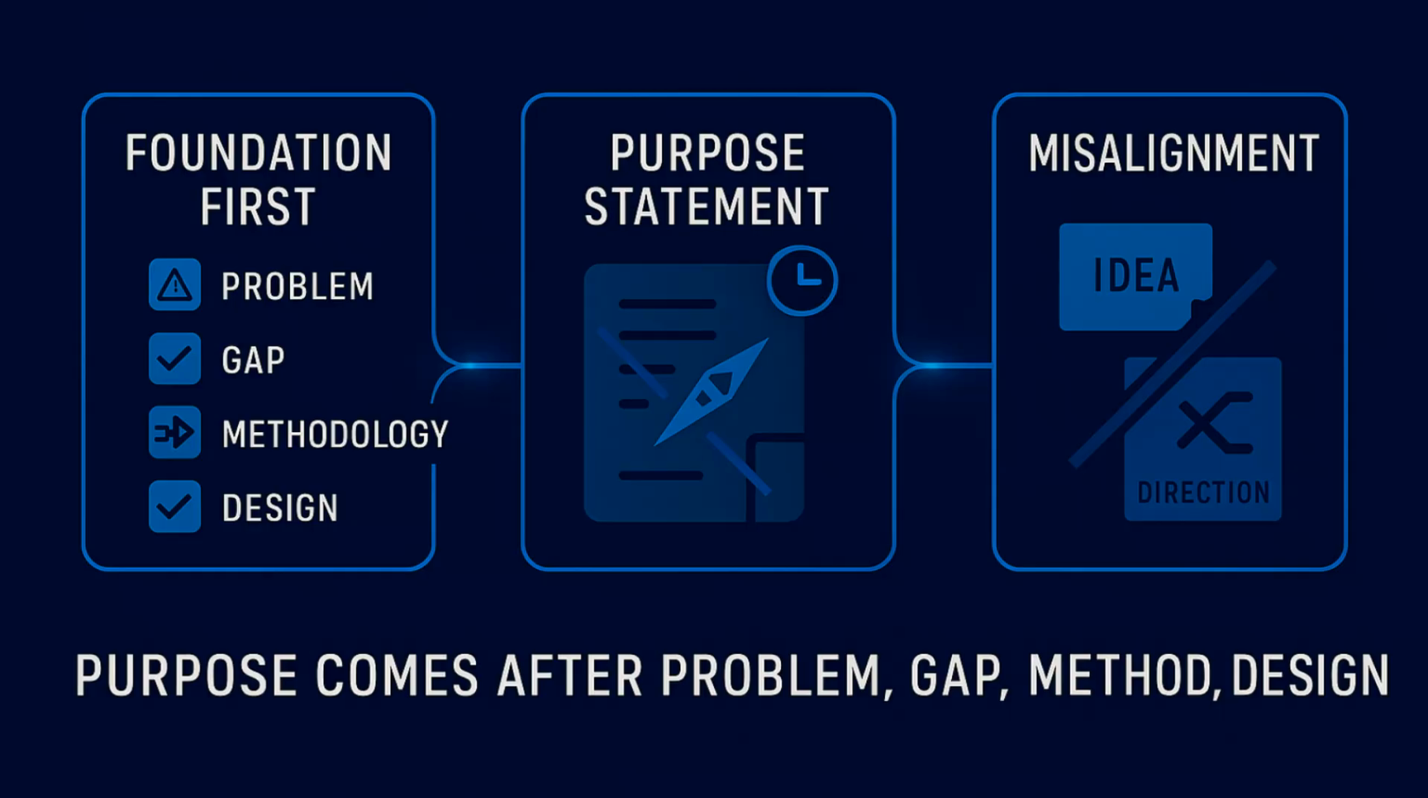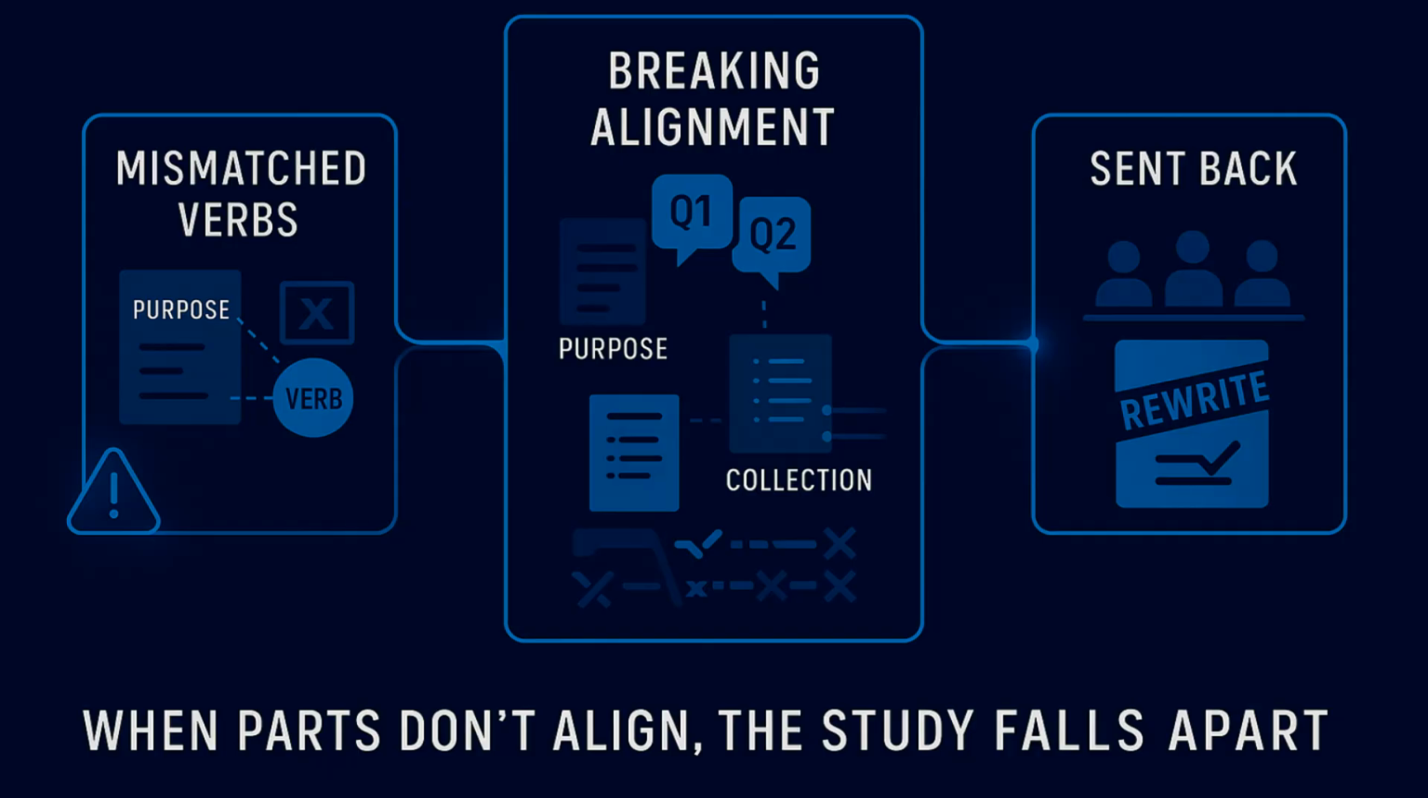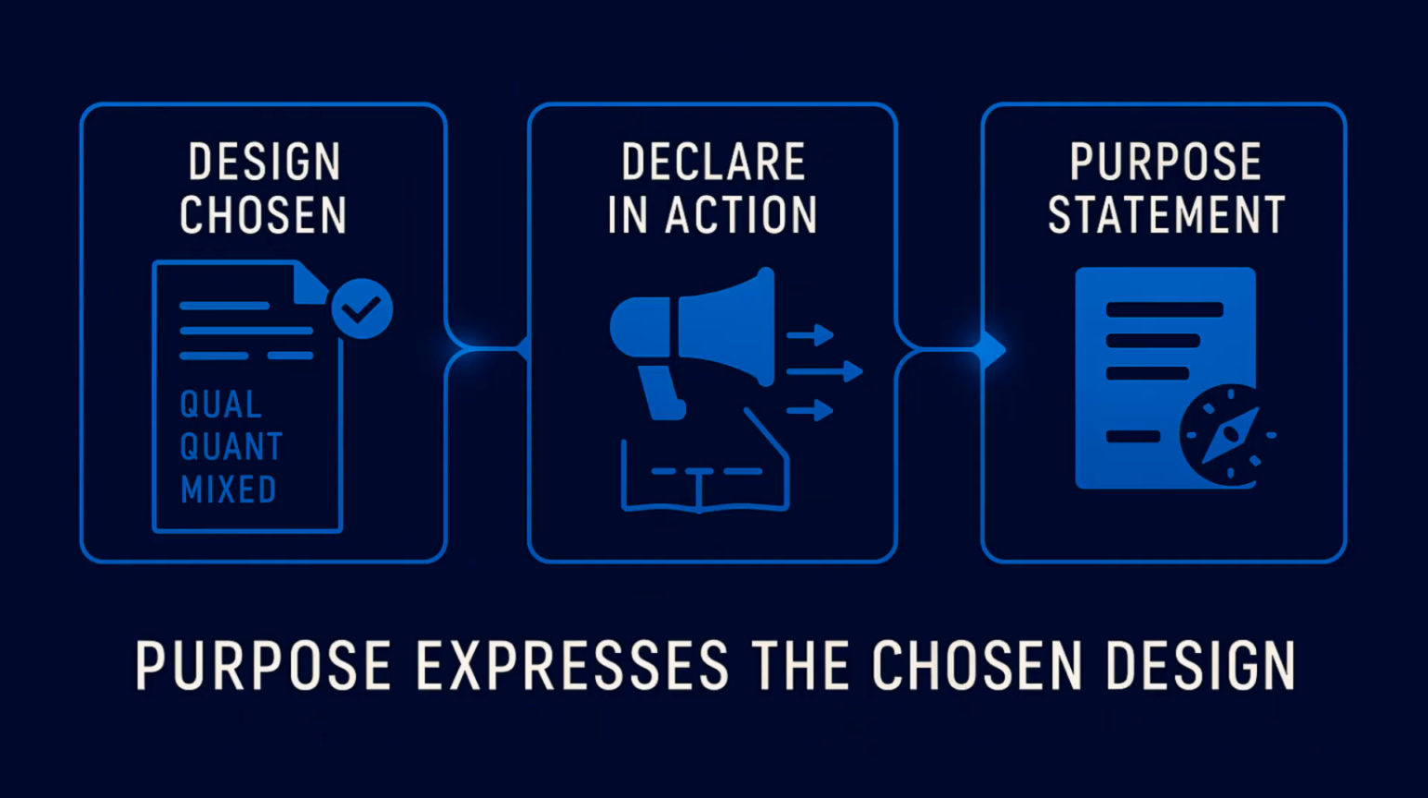It is crucial to understand why the purpose statement cannot come earlier. Writing a purpose statement before identifying the problem, the gap, the methodology, and the design guarantees misalignment. The verbs may not fit the design. The questions may not match the purpose. The data collection may not answer the questions. And committees or peer reviewers will send the study back to be rewritten, because the study does not hold together. The purpose statement can only be written after the design is chosen, because it is the declaration that expresses that design in action.